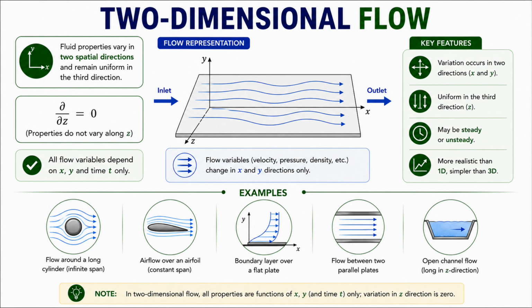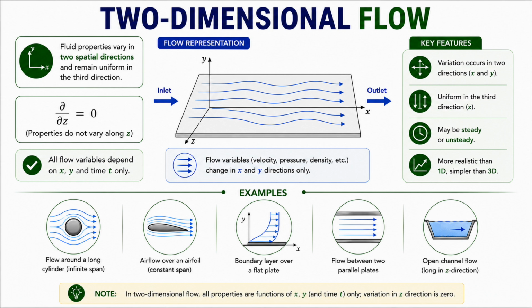Two-dimensional flow occurs when fluid properties vary in two spatial directions while remaining uniform in the third direction. Observe the flow over this surface. Here, the flow variables such as velocity and pressure change along the x and y directions, but there is no variation along the z direction. This means the flow depends only on two coordinates.